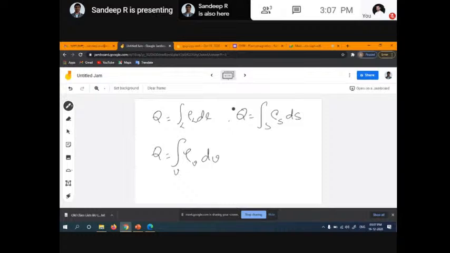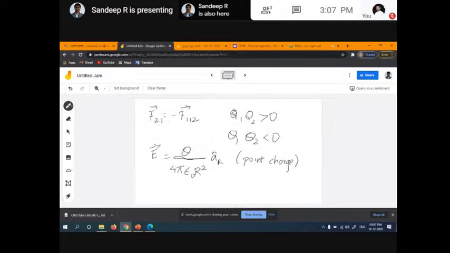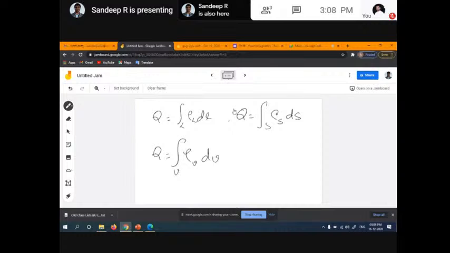Now, suppose I want to calculate the electric field intensity due to any of these types of charge distribution. We know that E is given by Q by 4 pi epsilon naught R square. In place of Q, you will replace it with the line integral of rho L dl, the surface integral of rho S ds, or the volume integral of rho V dV for the line charge, surface charge, and volume charge respectively. Let us consider one particular scenario.